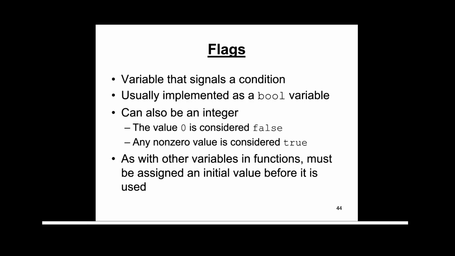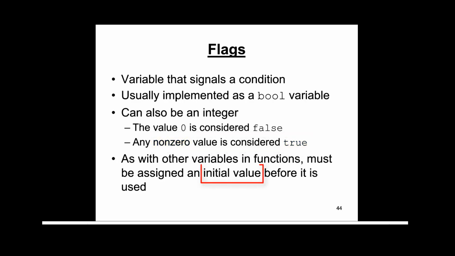So flags are like what we have seen before. A flag is a variable that signals a condition, and usually a flag is a bool variable. You declare the flag with data type bool, but it can also be an integer. If it's an integer, like I mentioned before, a value of 0 is considered false as the condition. Any non-zero value, anything other than 0, is considered true.